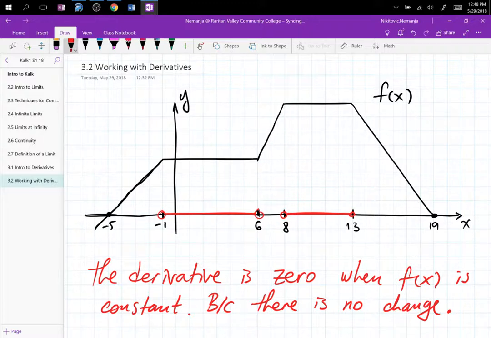Now we're going to take a look at the other lines. So now I have a line over here from -5 to -1. This line has a constant slope of -1. So the derivative between -5 and -1 better be -1. Sorry, +1. Whoa. Hold on, +1.